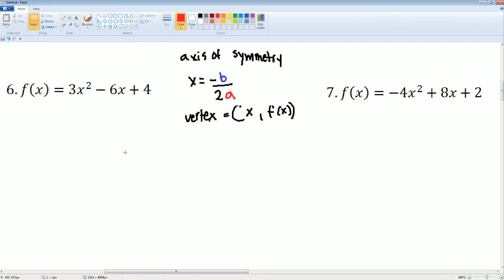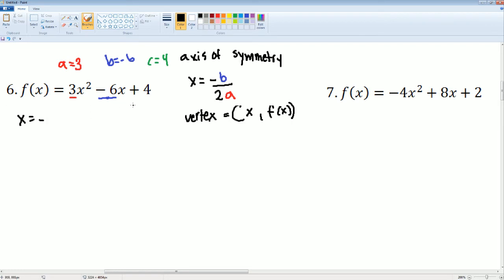We need to know a couple of things. What is our a? Our a is in front of the x squared term, so it's 3. The b here is in front, is 6. Wrong. It's the whole term, so it's -6. And we know c is equal to 4, which is useless though. So let's get the axis of symmetry.